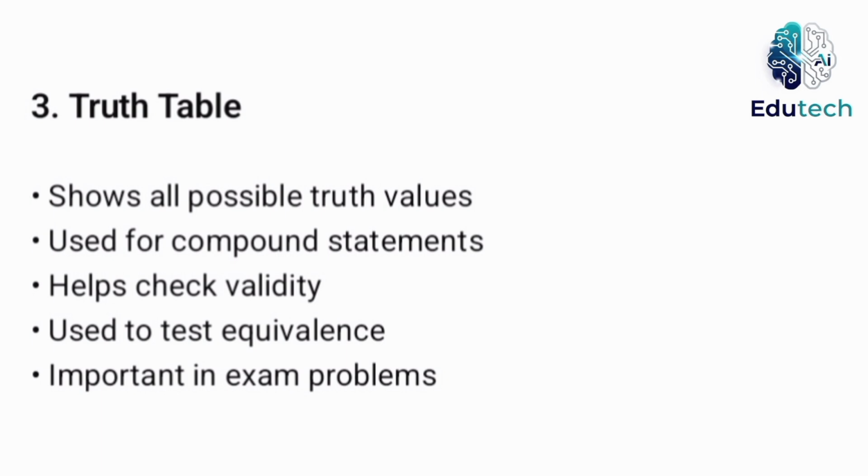Explain truth table. A truth table is a table used to determine the truth value of a compound proposition for all possible combinations of truth values of its components. It systematically lists all possibilities and helps verify logical equivalence, tautology, contradiction, and validity of arguments.